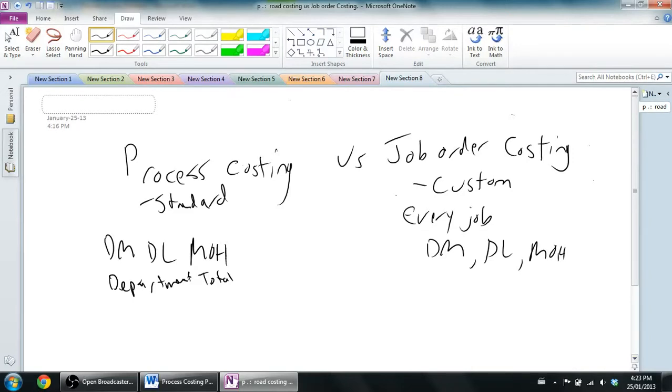So what we're going to learn in this series of videos is how to track these costs on a departmental level. And we're going to learn how to make something called the production report. That's going to be the focus of our next video. I'm going to walk through step by step how to prepare a weighted average production report.